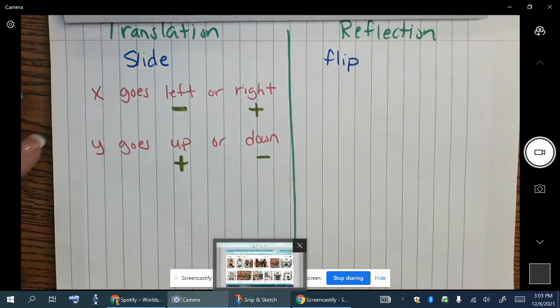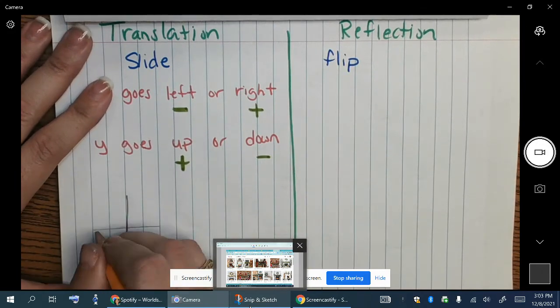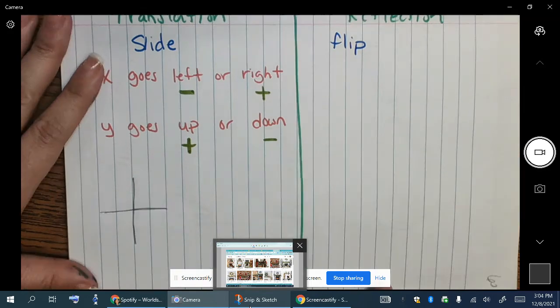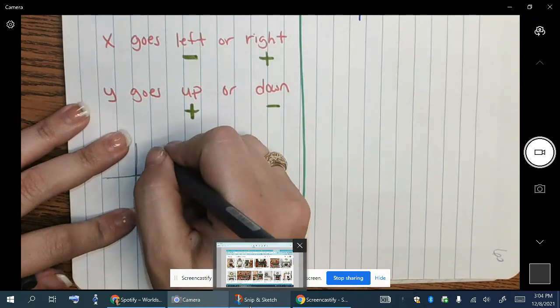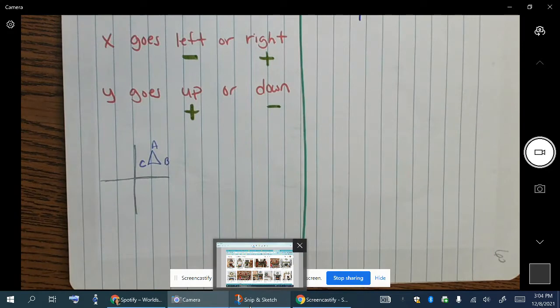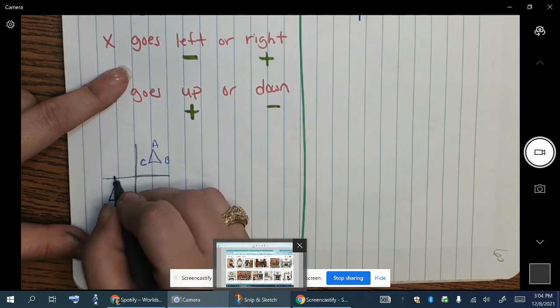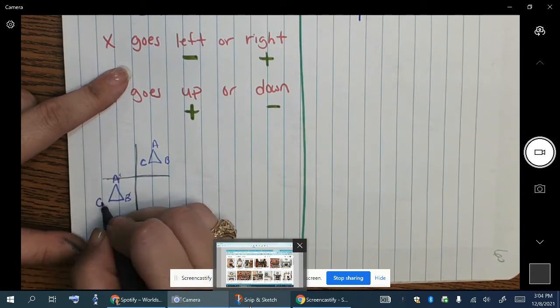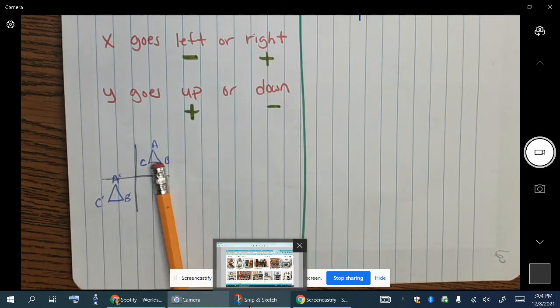All right. Draw a coordinate grid. Sorry, not a quadrant, a coordinate grid. In the first quadrant, draw triangle ABC. And then I want you to draw the translation in the third quadrant. A prime, B prime, C prime. All right, why is this a translation? Because I just moved it.